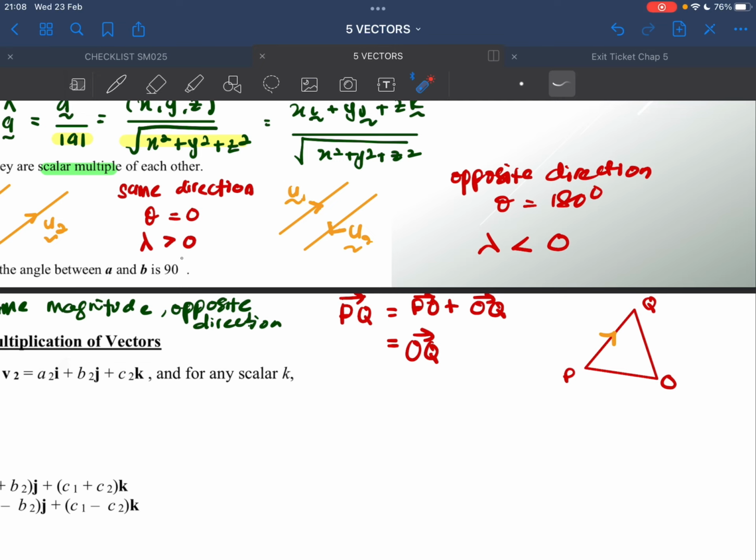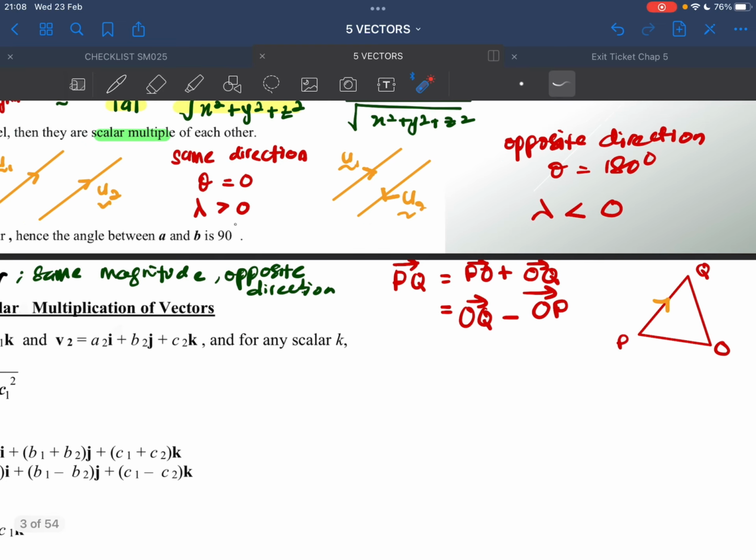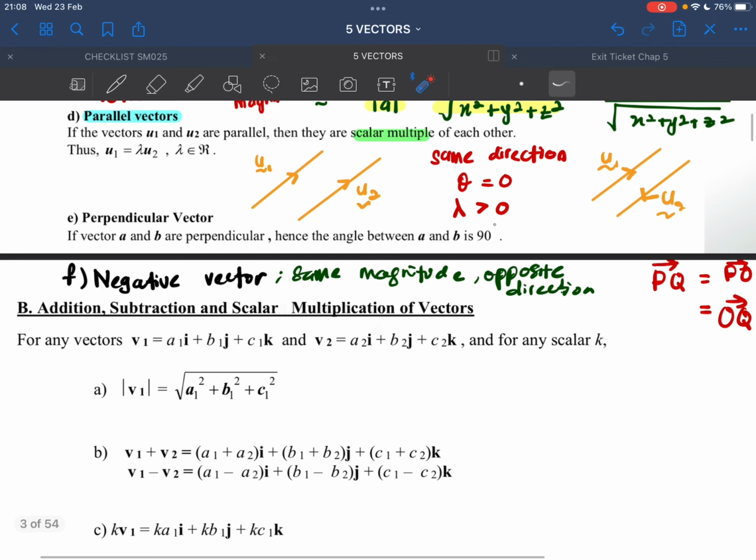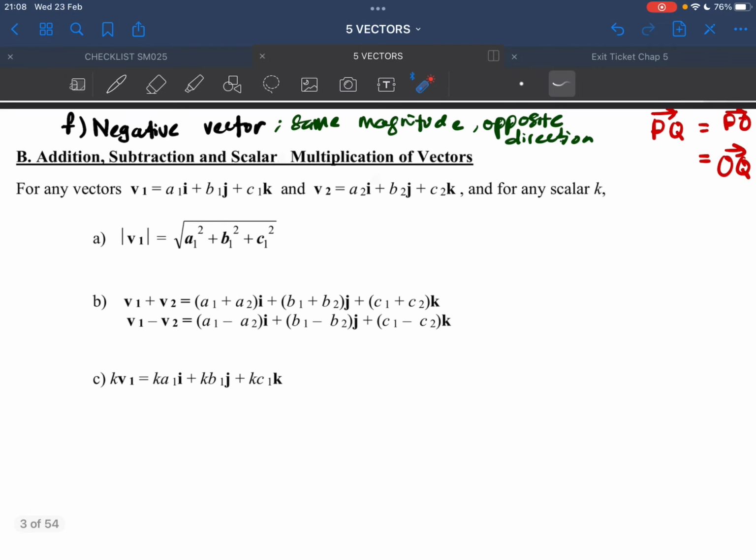Let's say I want to put PO in the back. So that should be negative OP. Okay, so that is what is meant by a negative vector. For PO, if we change the direction, you should put a negative there. Okay, so that's it, just a very basic introduction to vectors. So let's go to addition and subtraction of vectors.